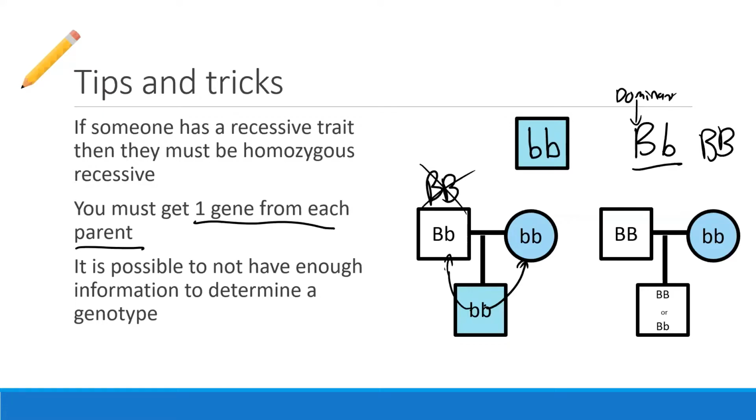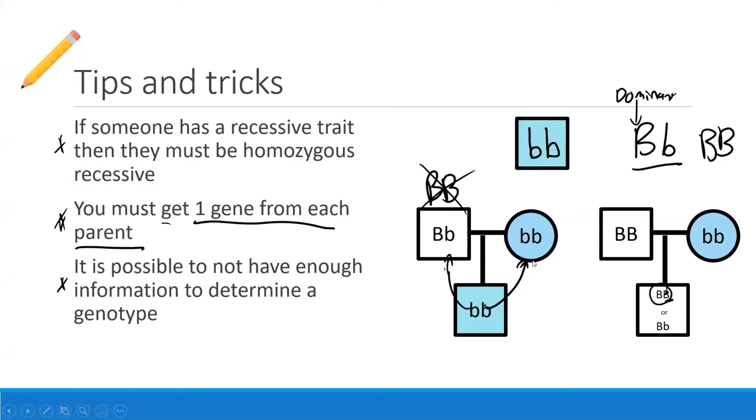And of course that person is not lowercase b, because then they would be a recessive trait. And the last tip and trick here is that it is possible to not have enough information to determine the genotype. If a capital B person, BB, gets with a lowercase b, well, that's wrong. Let's have a look at why I got it wrong, because I broke my second rule. This is impossible, right? Where is this person going to get this capital B gene from?